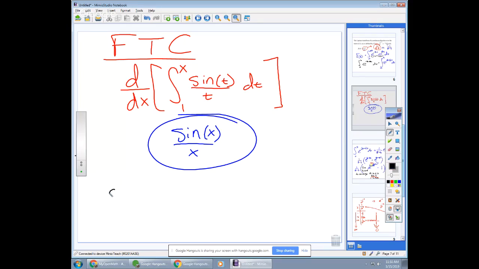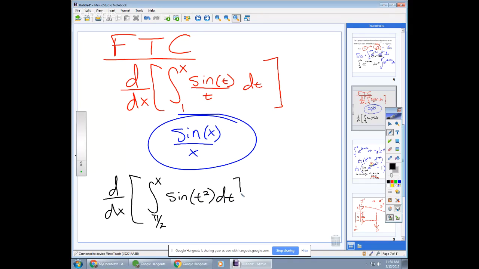Suppose we had the derivative with respect to x of the integral from pi over 2 to x of the sine of t squared dt. It's sine of x squared. That will be the sine of x squared.